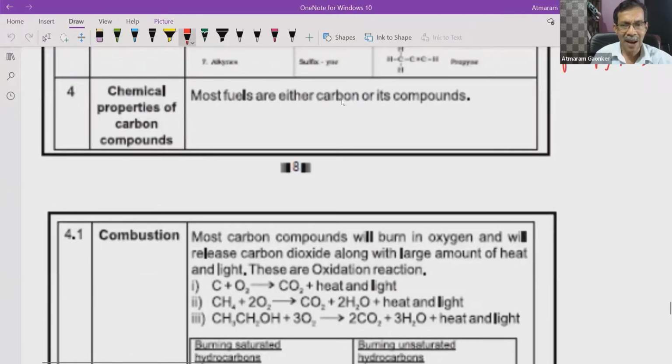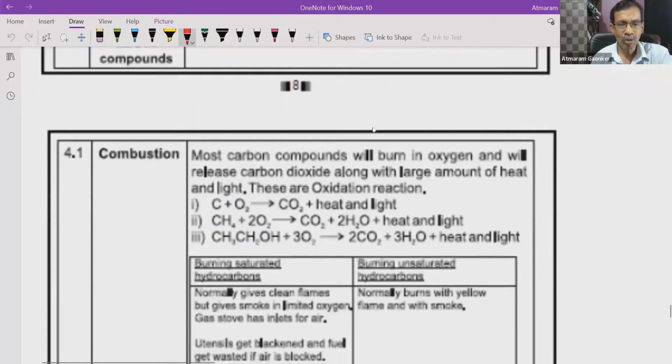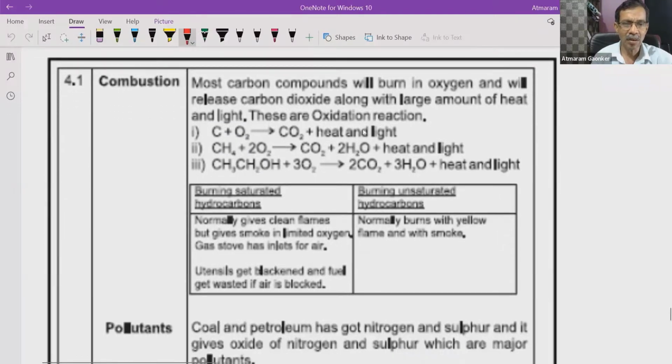So most fuels are either carbon or its compounds. So can you tell me the fuels which are carbon or its compound? All petroleum products, all gases which are used for burning. Let's say the fossil fuels, petrol, diesel, kerosene, all these are carbon and its compound. Coal itself is a carbon and others are its compound. So most of the fuels are either carbon or its compound. We will see these reactions one by one.